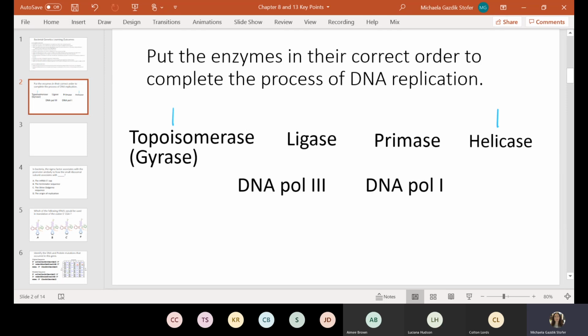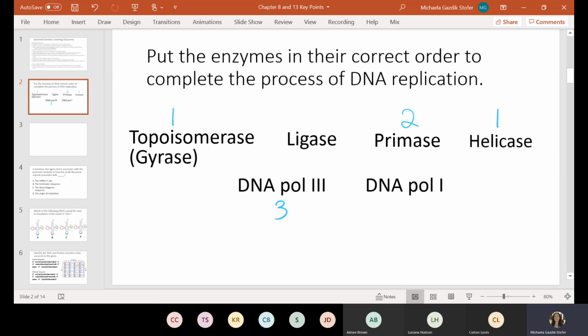As we start unwinding, remember there are single-stranded binding proteins that bind to keep everything from coming back together. The next enzyme we need is RNA primase. That comes in and puts down your small RNA primer, a short sequence of RNA, and it is needed because we can't just stick DNA into nothing. It actually has to have a 3' OH group to attach DNA nucleotides to, and that's what our little RNA primer gives us. The next step is to make the new strands of DNA, and the main workhorse enzyme for that is DNA polymerase III.